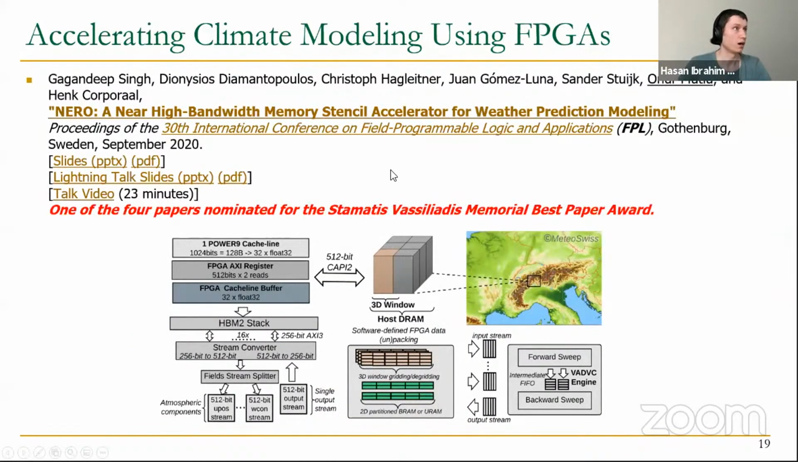Okay, and I think this is the last example. FPGAs can also be used to accelerate various applications. Here, particularly, FPGAs are used in this work to accelerate climate modeling. Yeah, and in this paper, if you're interested, you can learn more about how they accelerated tensor computation, which is the essential part of climate modeling.